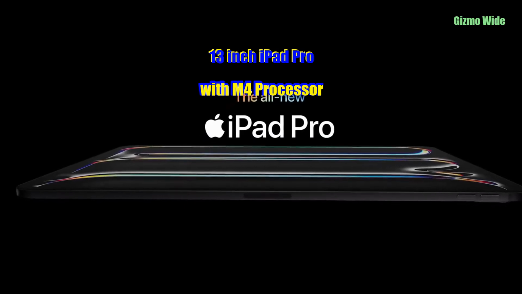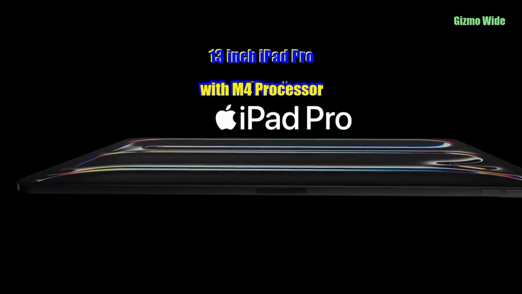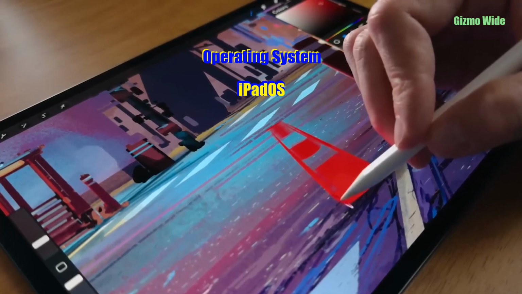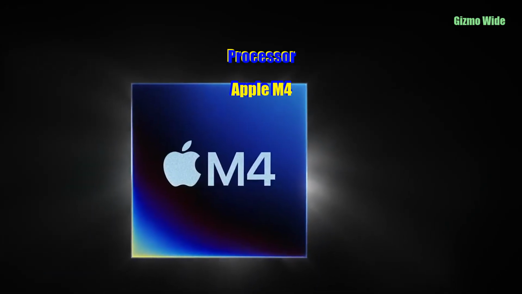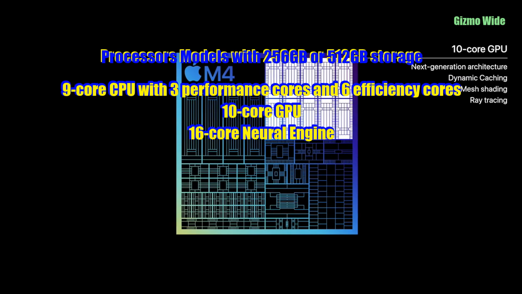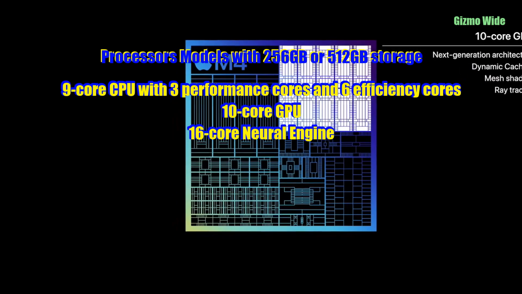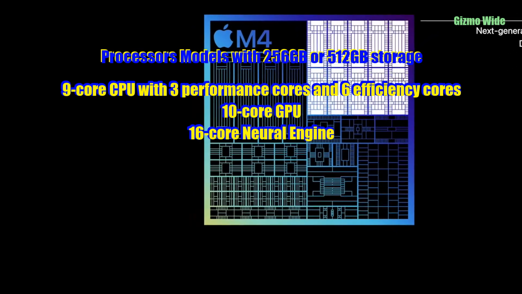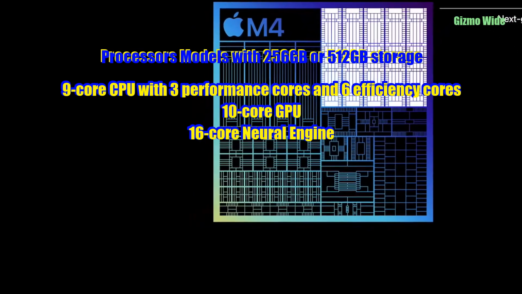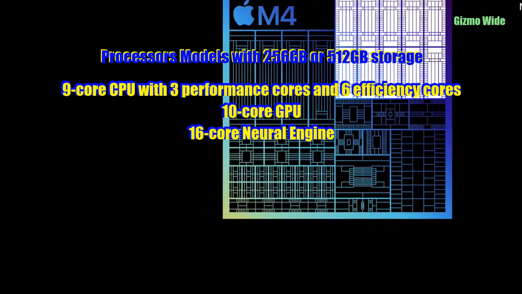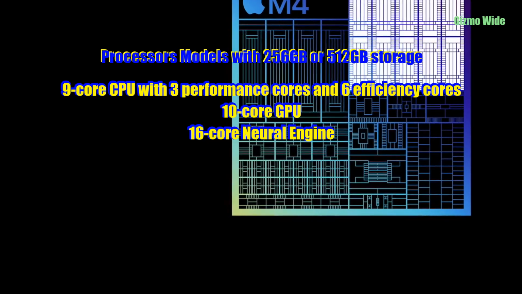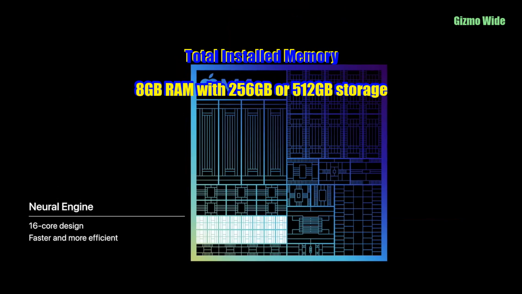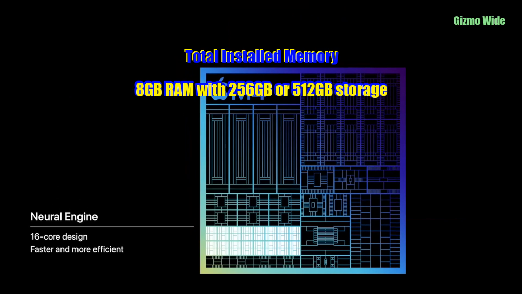Apple introduced a 13-inch iPad Pro with M4. The iPad Pro's operating system is iPad OS. Its processor is Apple M4. The iPad Pro for models with 256GB or 512GB storage uses a 9-core CPU with 3 performance cores and 6 efficiency cores, a 10-core GPU and a 16-core neural engine. Its total installed memory with 256GB or 512GB storage is an 8GB RAM.